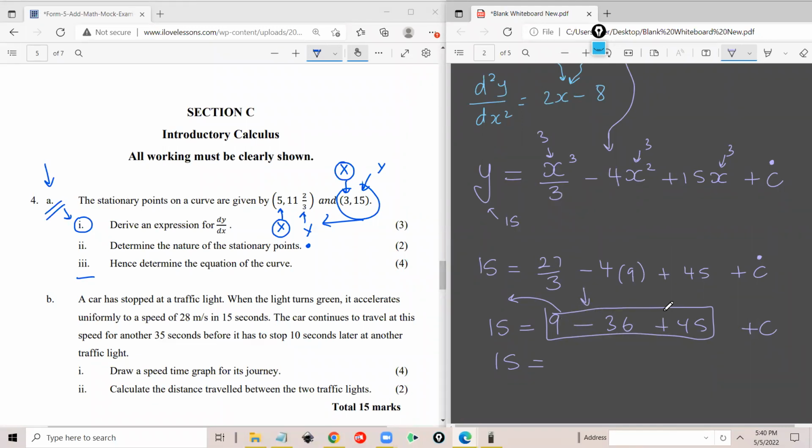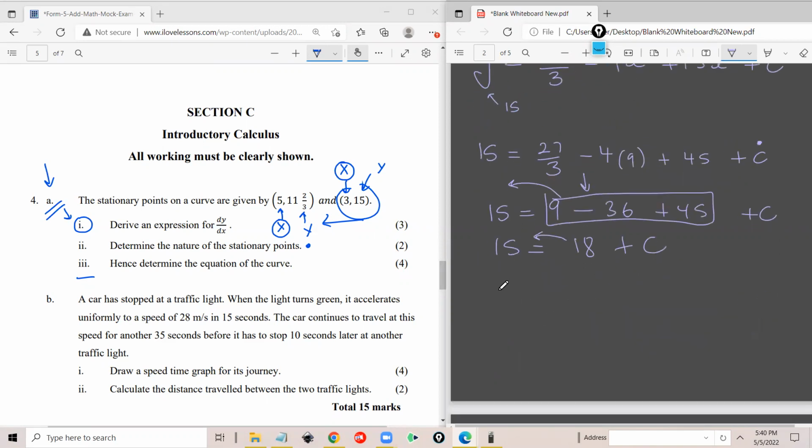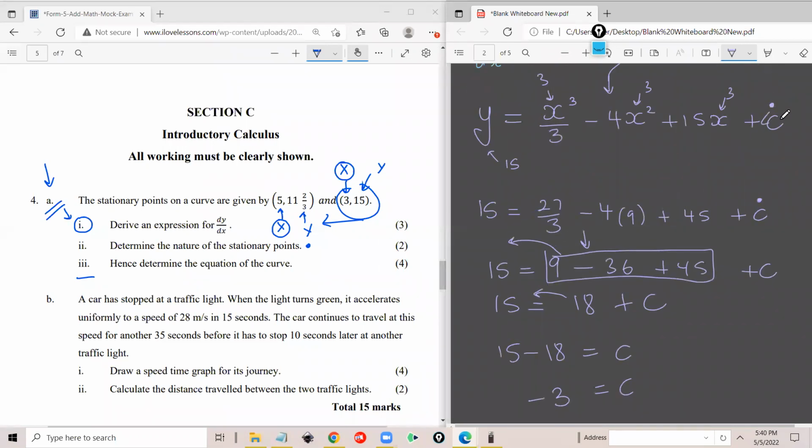Let's work this out. 9 minus 36 plus 45. When I work that out, I'm getting 18. So when I throw across positive 18, I'm getting minus 18. So I'm getting c as minus 3, which means this c here is minus 3.